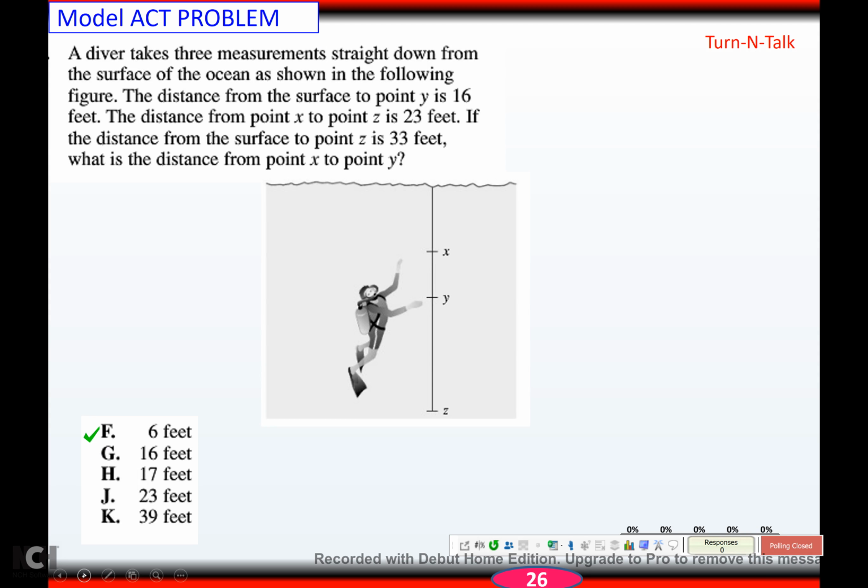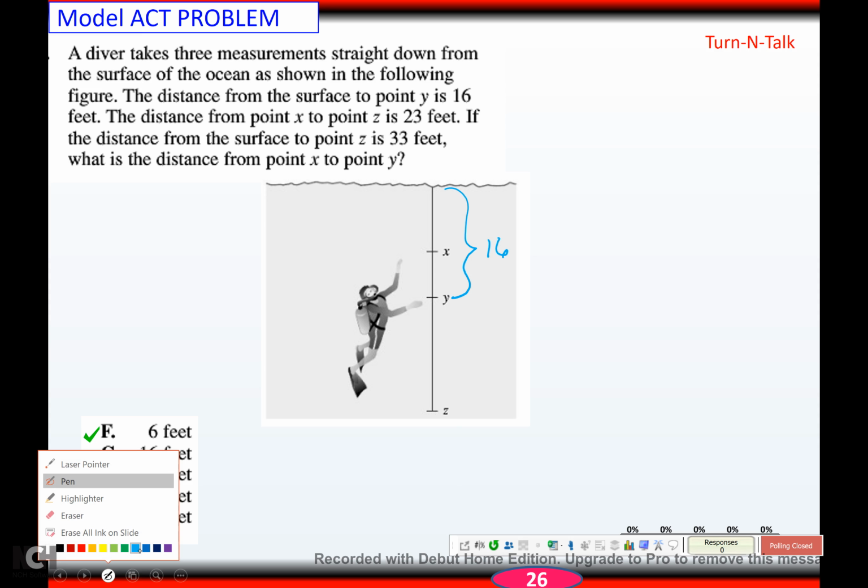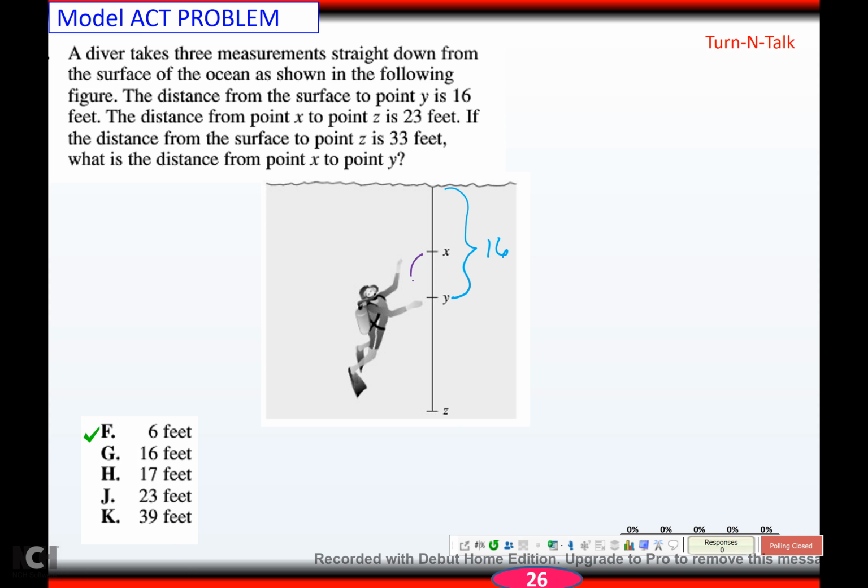And hopefully you got 6 feet. Alright, a diver takes 3 measurements straight down from the surface of the ocean as shown in the following figure. The distance from the surface to point Y is 16. The distance from point X to point Z is 23 feet.